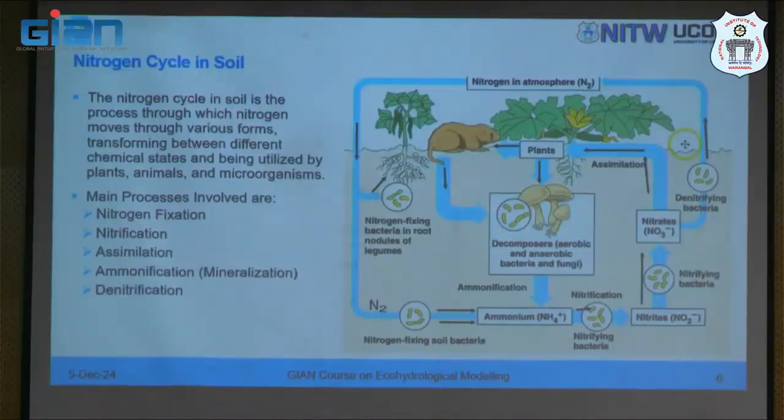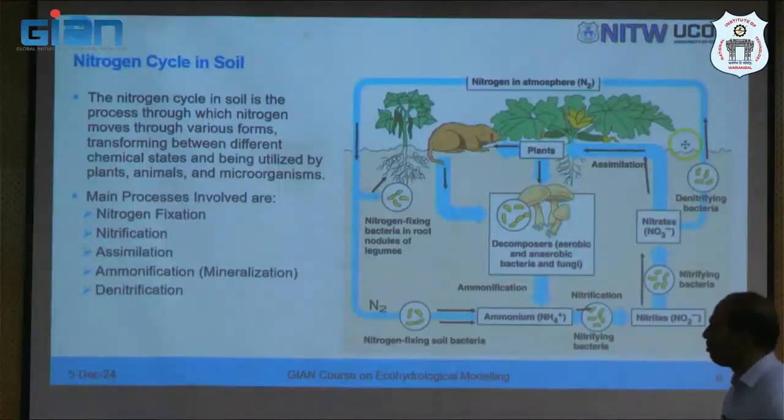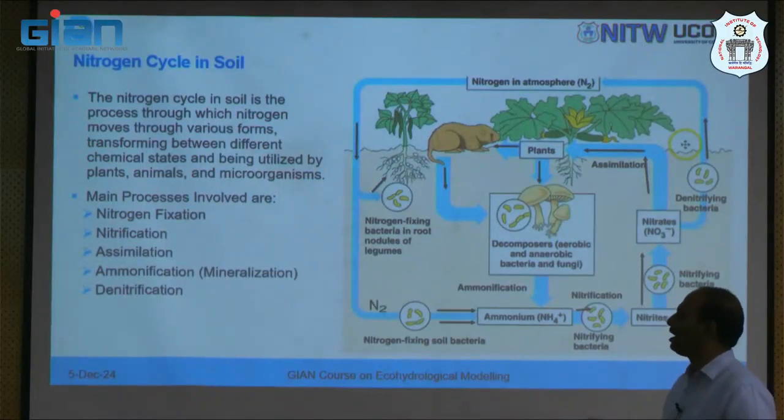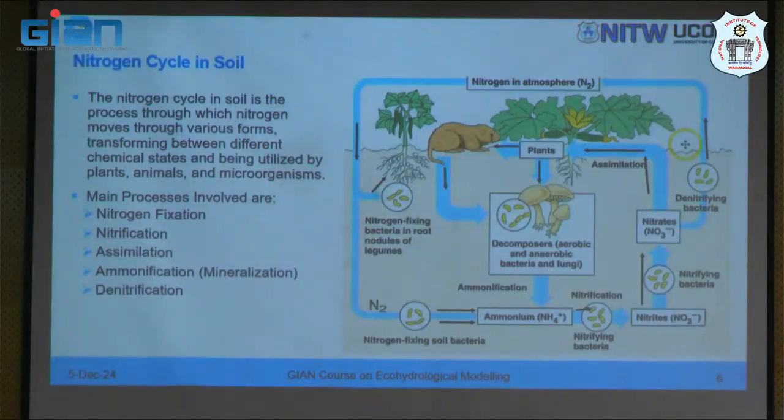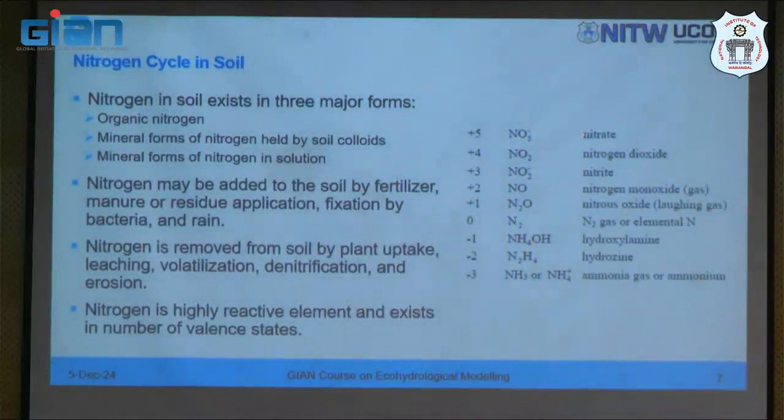But then the nitrogen cycle in the soil is a process through which nitrogen moves through various forms, transforming between the chemical states. It transforms into various compounds and is utilized by plants, animals and microorganisms. Okay? So, nitrogen is a reactive element. It exists in various valence states, creating so many compounds. Right? For example, here it exists in these many states: nitrate, nitrogen dioxide, nitrite, nitrogen monoxide. Then you have nitrous oxide, elemental nitrogen or atmospheric nitrogen, right? Hydroxylamine, hydrazine and ammonium gas.